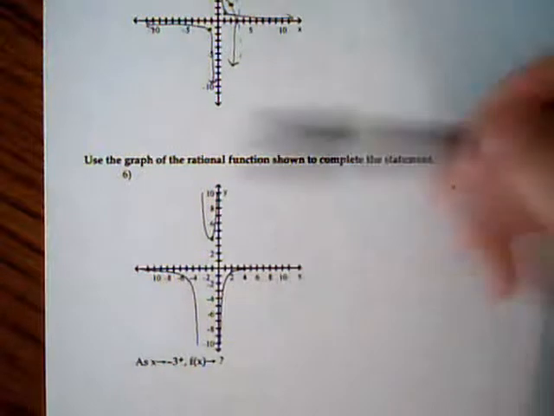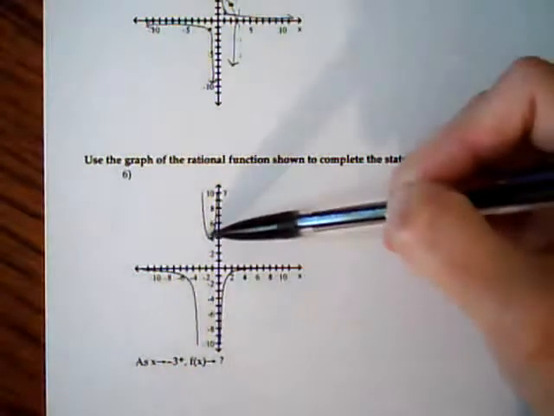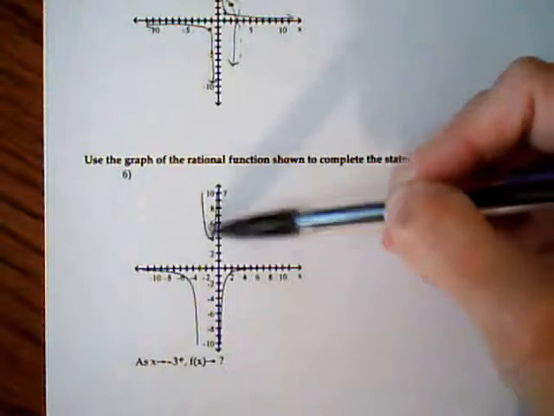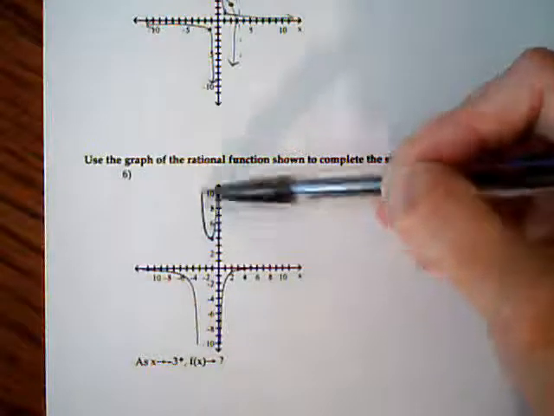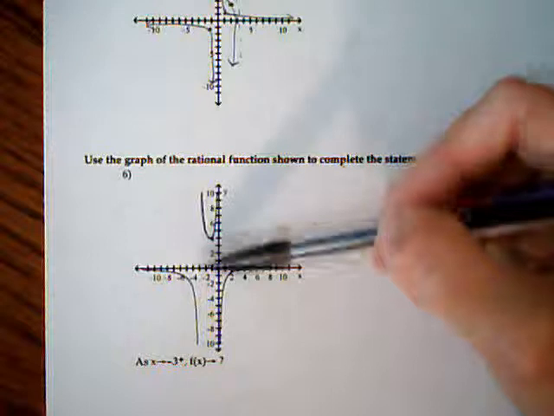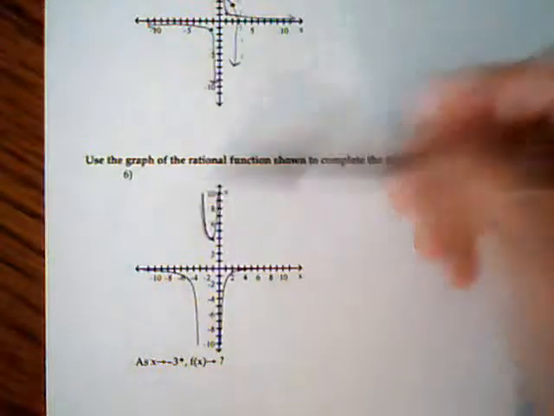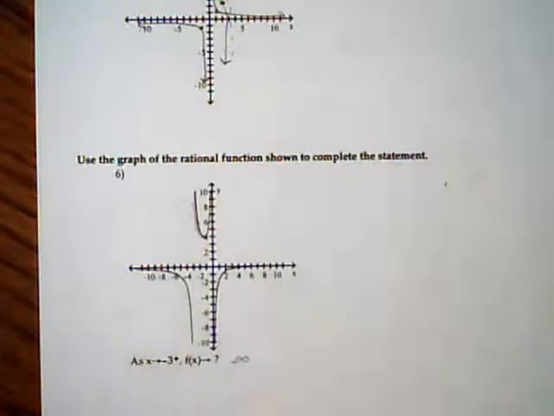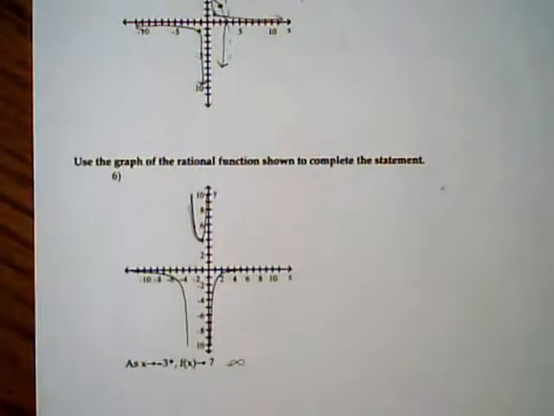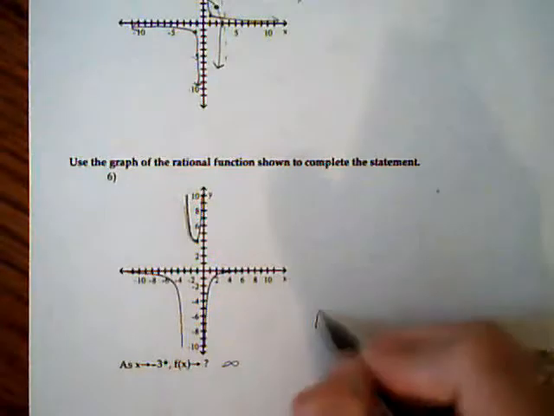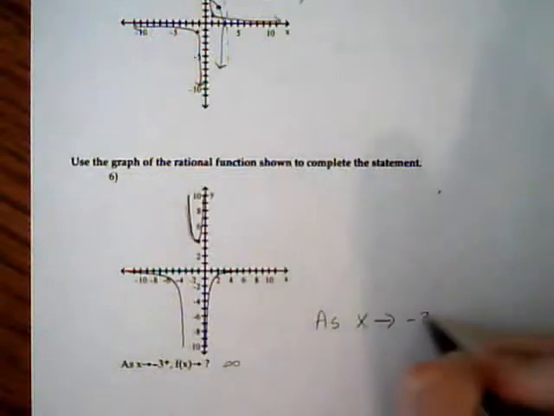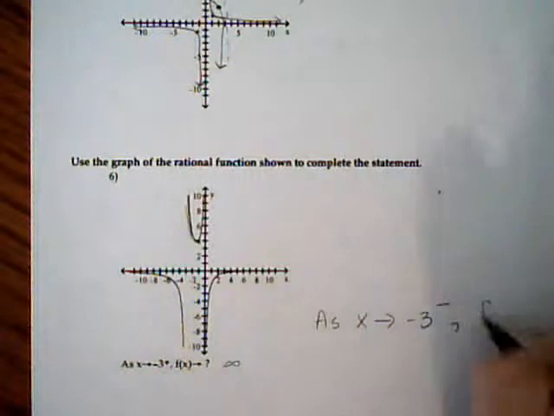Okay, what's happening? As x approaches negative 3, this is the little piece I'm looking at on my graph. From the right, here's where negative 3 is. What's happening to my y values? Those are my function values. It's approaching positive infinity.